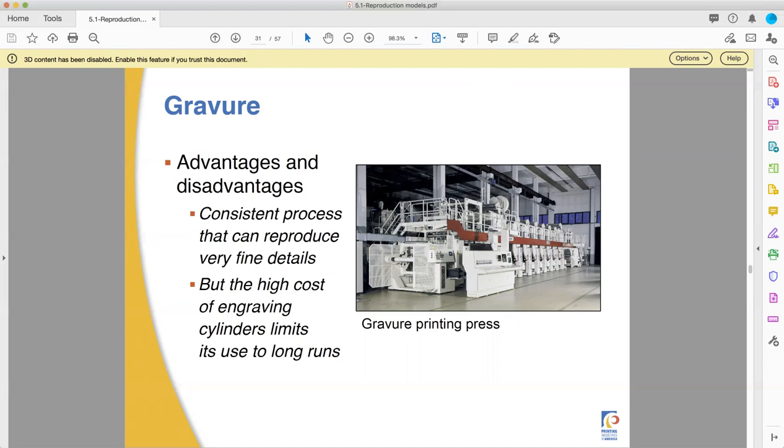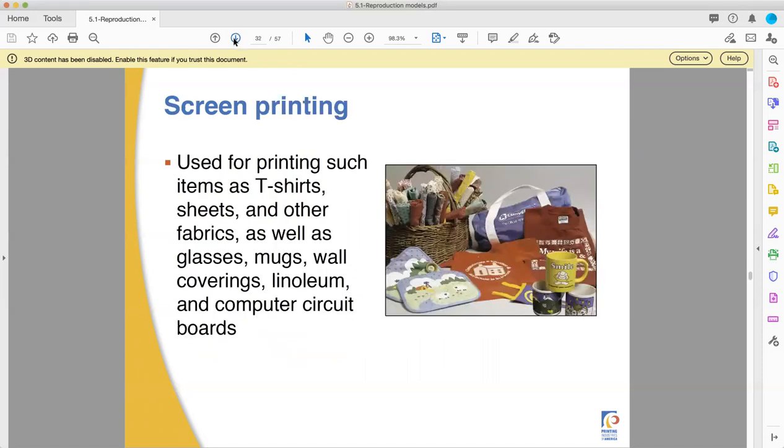So long runs only. It is the least efficient as far as setup goes. Screen printing, one of the most accessible ones to talk about. A little bit out of order from how I would introduce screen printing first, as I do in 101, because it's the easiest one to understand. Screen printing, we all know it, we all love it.